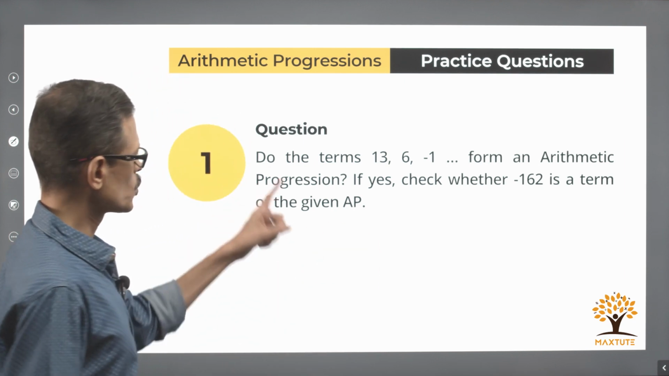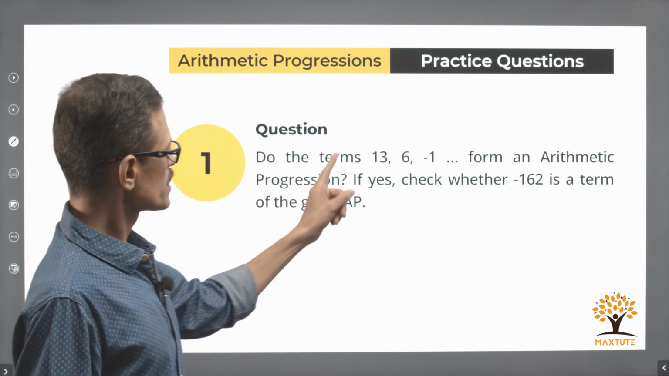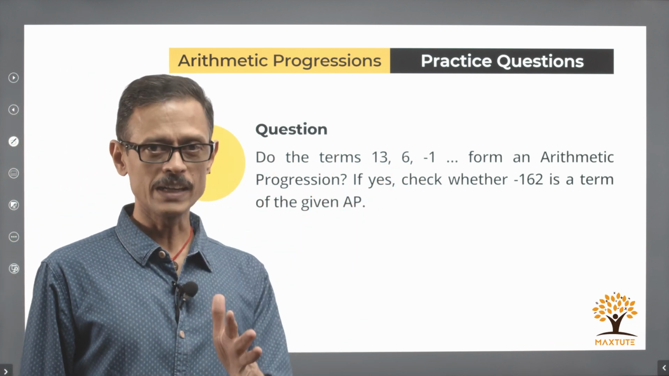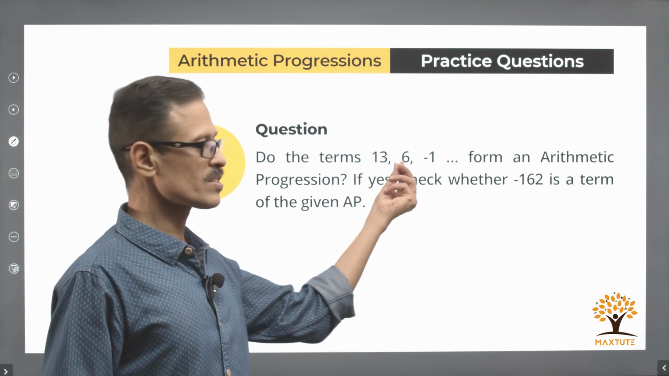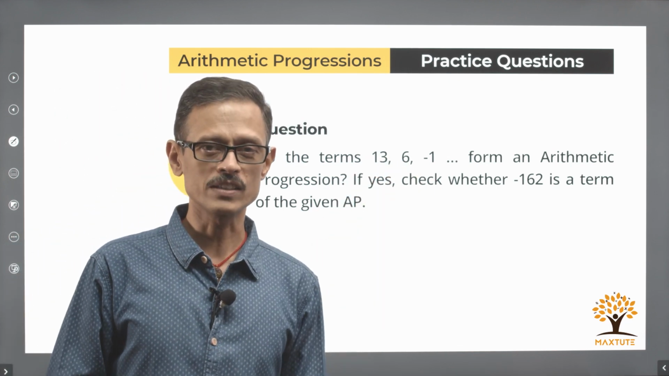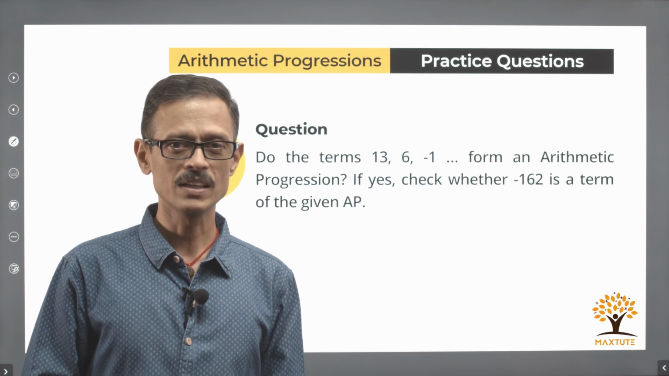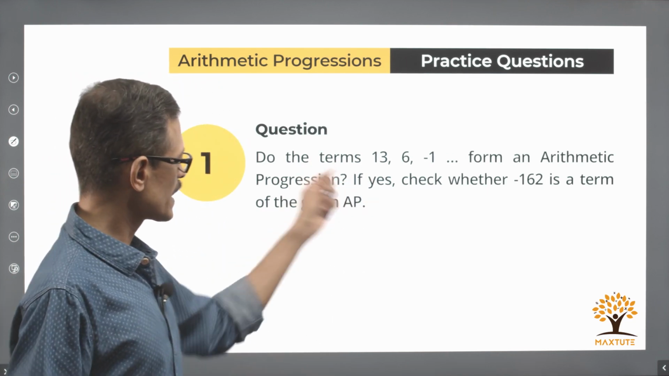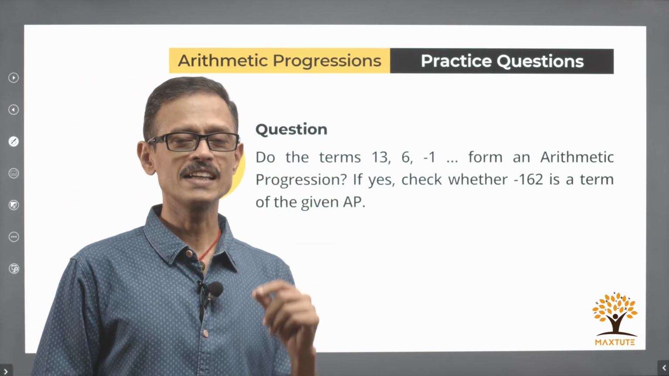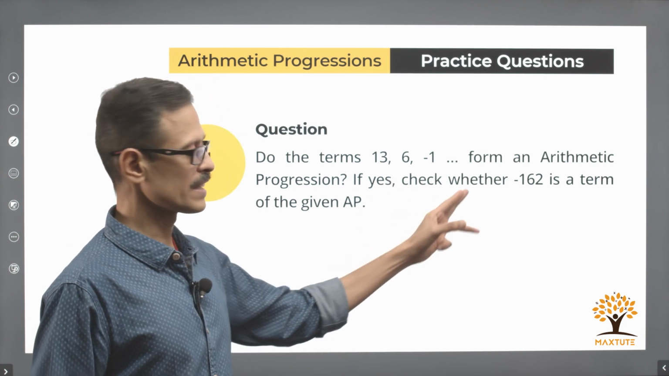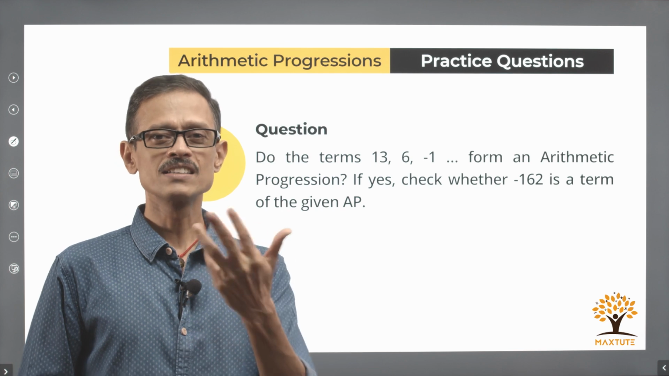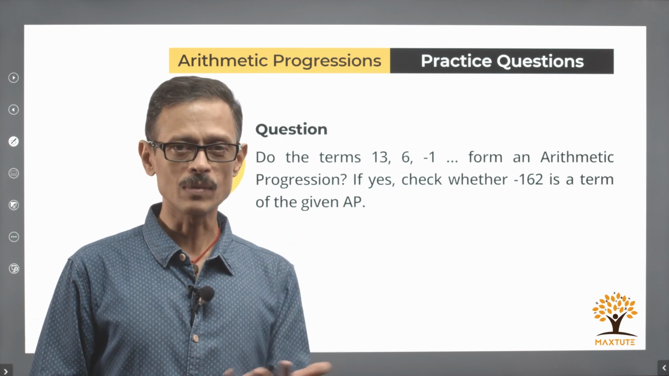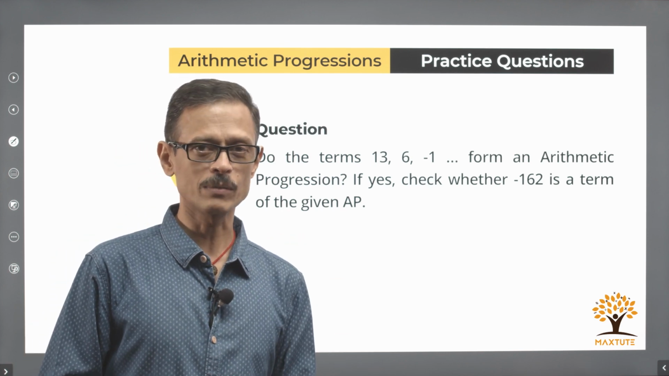Let's start with the question. There are two parts to it. Do the terms 13, 6, minus 1 form an arithmetic progression? So we need to know what an arithmetic progression is to be able to say whether this is in an arithmetic progression. The second part of the question is, if the answer is yes, check whether minus 162 is a term of this arithmetic progression. This is where we will be applying the nth term formula. How do you compute the nth term of an arithmetic progression?